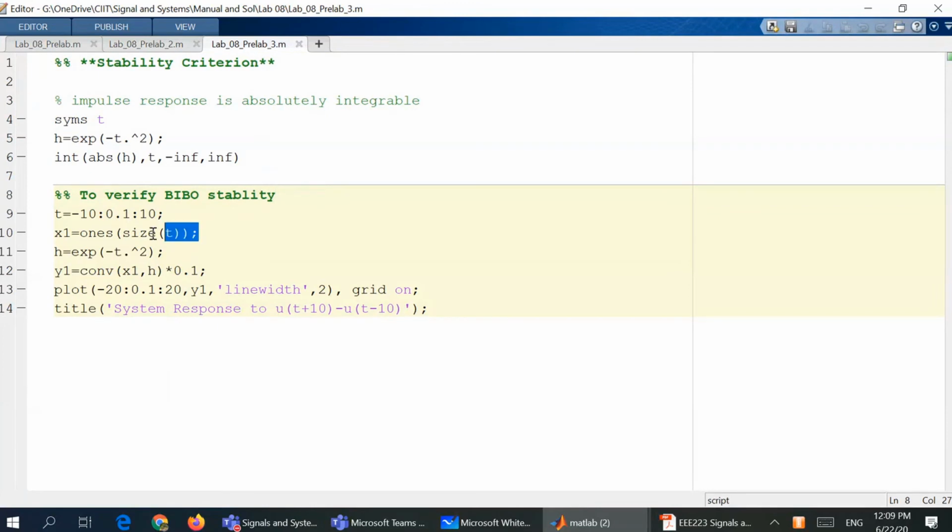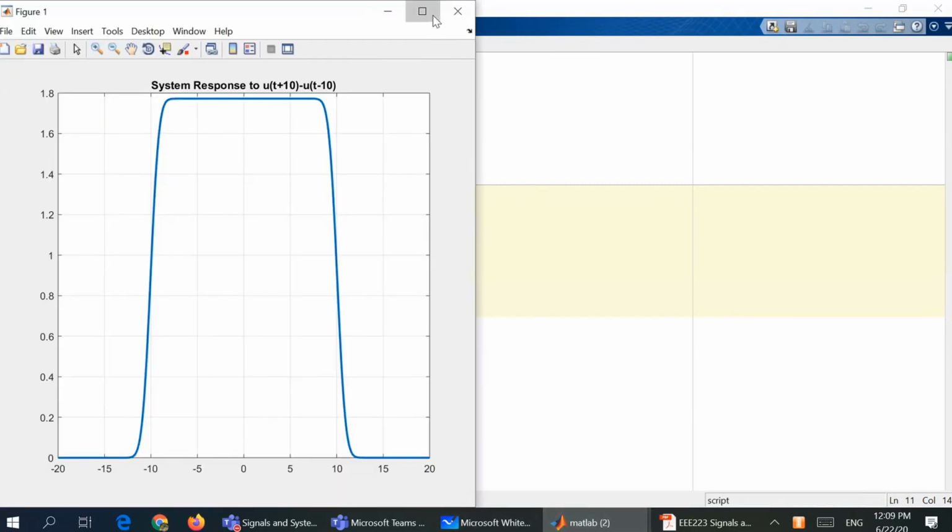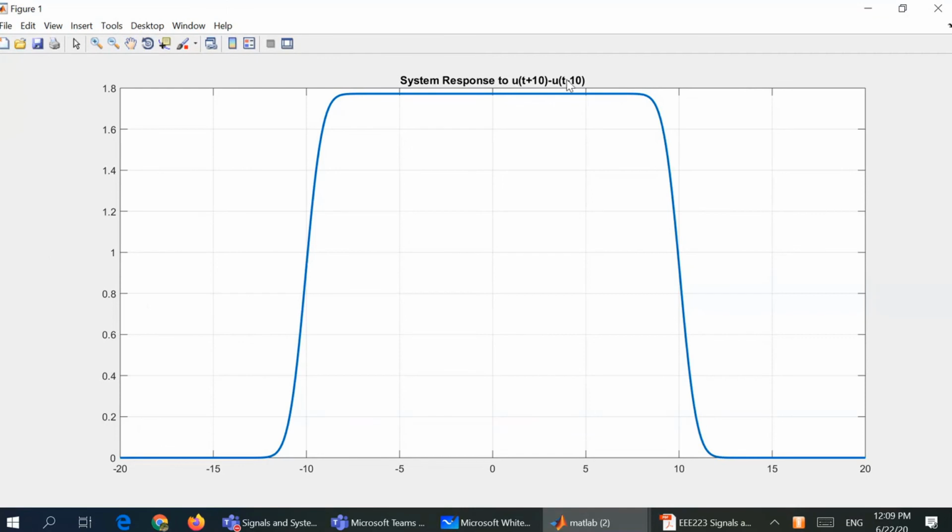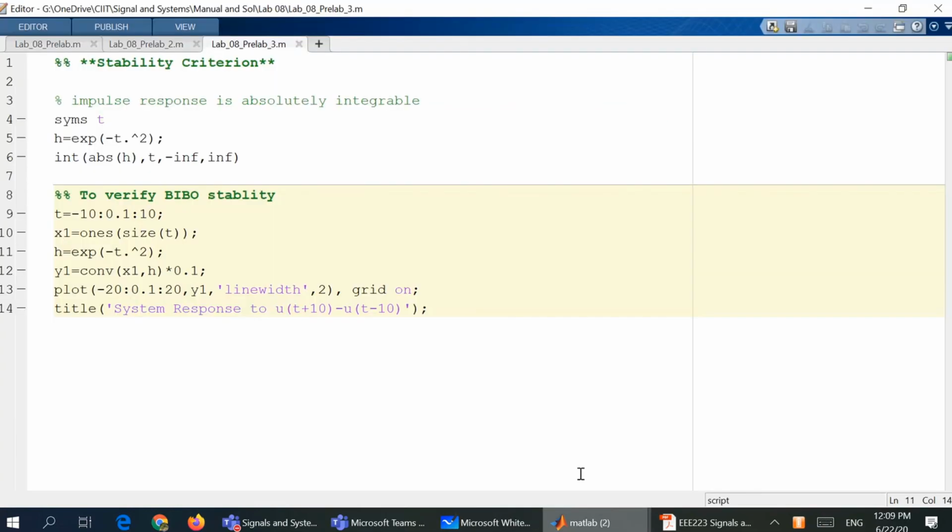Again, we have defined some input which is 1 from minus 10 to 10. It means it is a bounded input, and we convolve this input with the same h and see the results. Here are the results. So see that in this case this was the input and this is the system's response. This is a bounded input. The output of the system is also bounded. It means the system is stable. Okay, so it is verified by both methods that this system is stable.